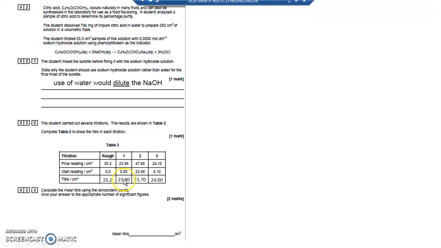What is meant by concordant results? Concordant results means that the results are no more than 0.1 apart from each other. So calculate the mean using 2 concordant results, any 2 that are no more than 0.1 apart from each other. So that's 1 and 3. Titre 1 and titre 3 are 0.1 apart. So I'm going to use titre 1 and titre 3 and ignore the others that are further apart than 0.1 from these 2, so they're not concordant. Let's take an average: 23.90, 24.00, add them together, divide by 2, 23.95.